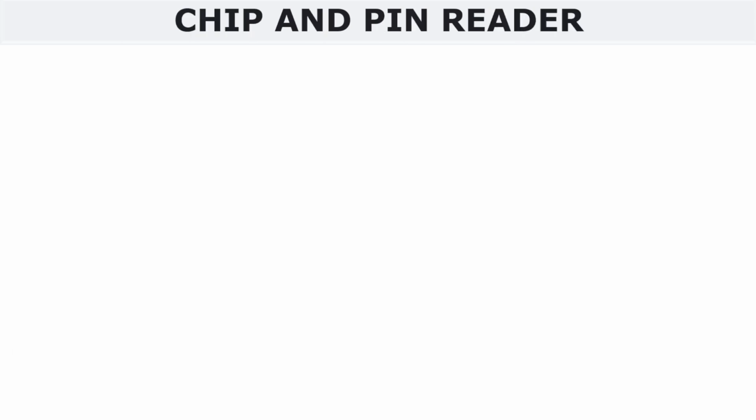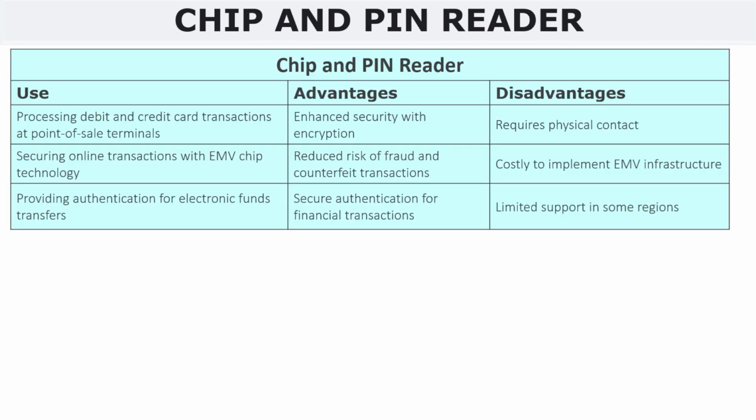systems. Next on the line for direct data entry devices is a chip and PIN reader. The chip and PIN reader basically processes data on debit and credit card systems, and again they are used to provide authentication for electronic funds transfer.